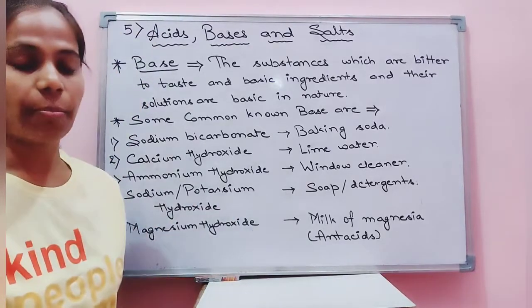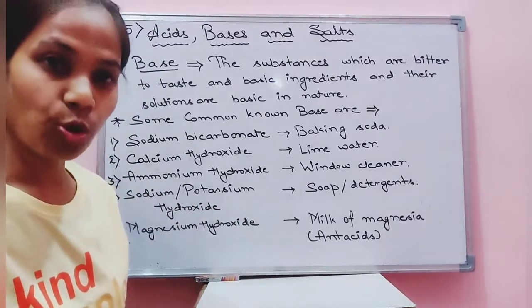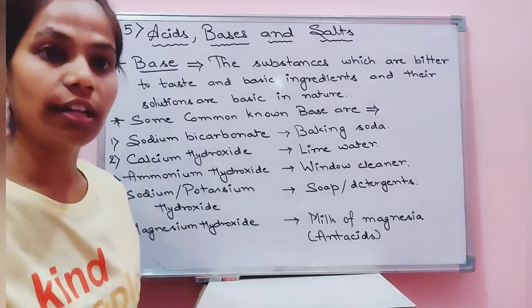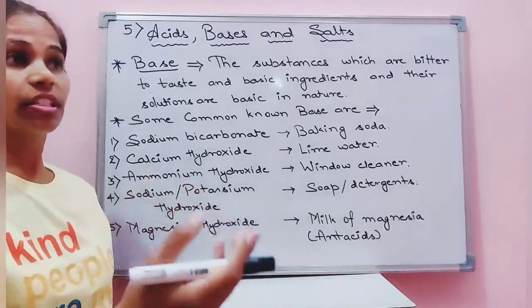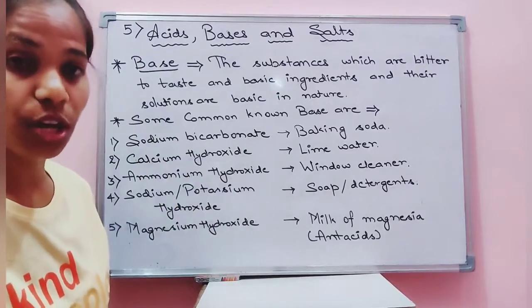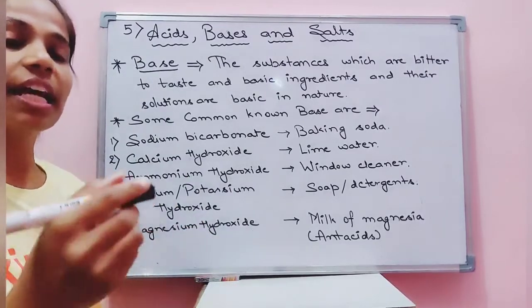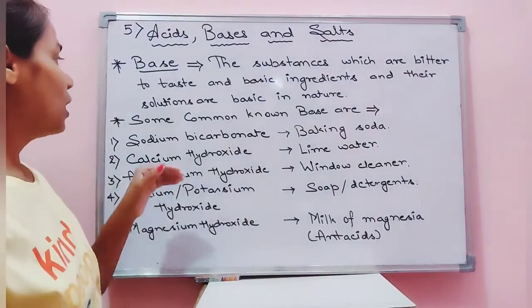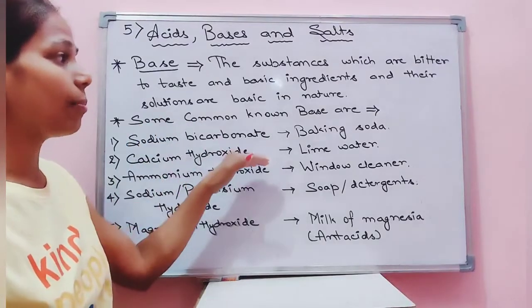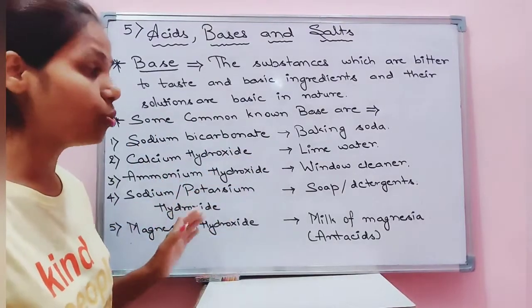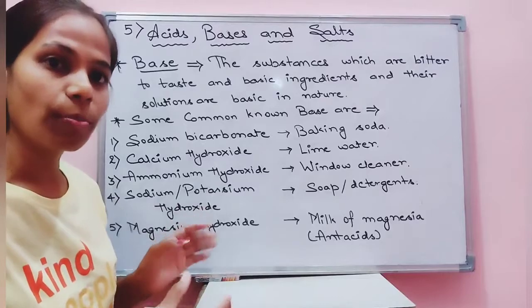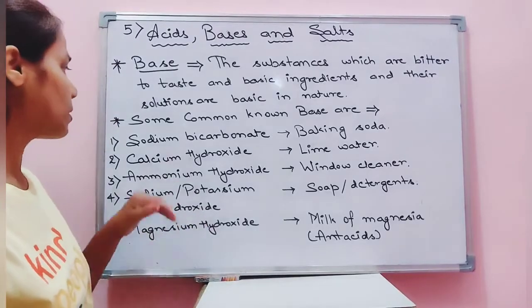Okay. For example, if you have seen soaps, shampoos, washing powder, washing soda, all these things are slippery to touch. Fine. Now, here are some common examples of bases which are found in our household products. Fine. Let's have a look at this.